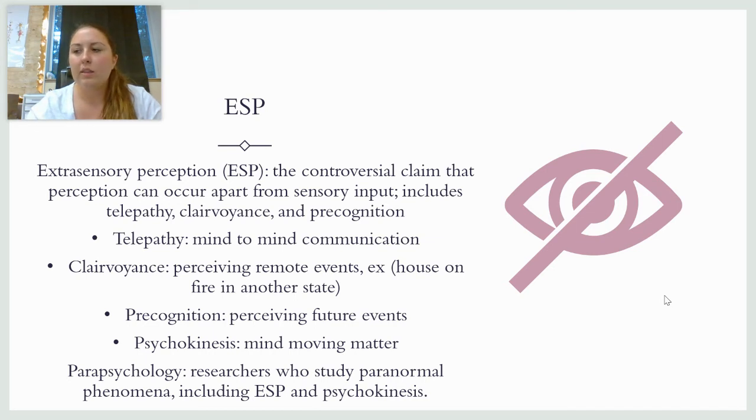Or if a person goes missing, they say, oh, I know where that person is. I know what happened to them, so on and so forth. And then precognition is perceiving future events. And psychokinesis or telekinesis is mind-moving matter.